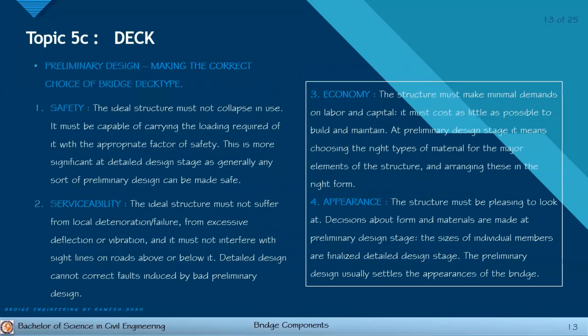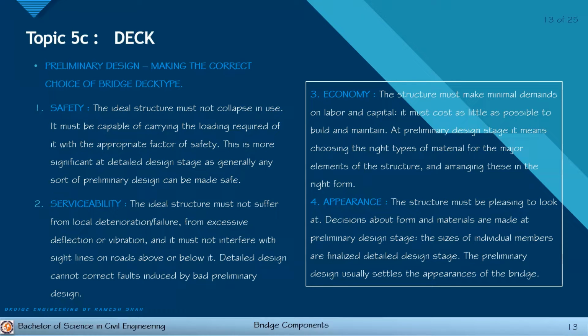So next, we have also the continuation here, the preliminary design for making the correct choice of bridge type. So ito ang ating mga i-consider. We have here the safety, the serviceability, the economy, and the appearance. Sa safety, the ideal structure must not collapse in use. It must be capable of carrying the loading required of it with the appropriate factor of safety. This is more significant at detailed design stage, as generally any sort of preliminary design can be made safe.